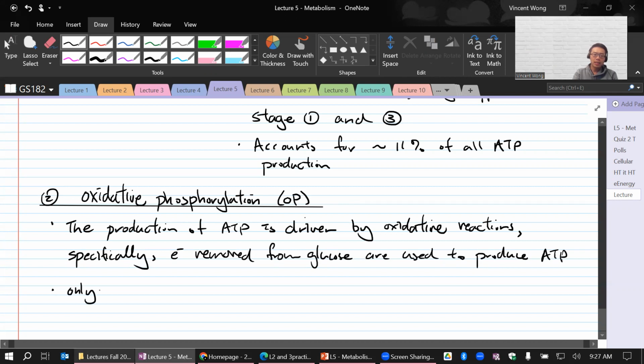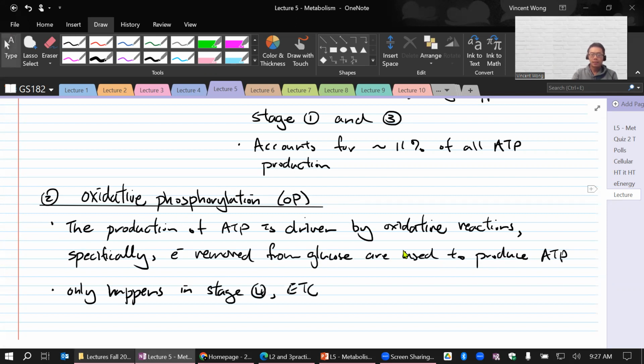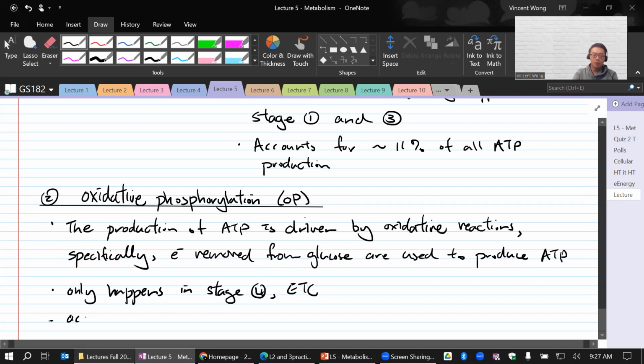Okay, only happens in stage 4, the ETC. Accounts for the majority of ATP produced.